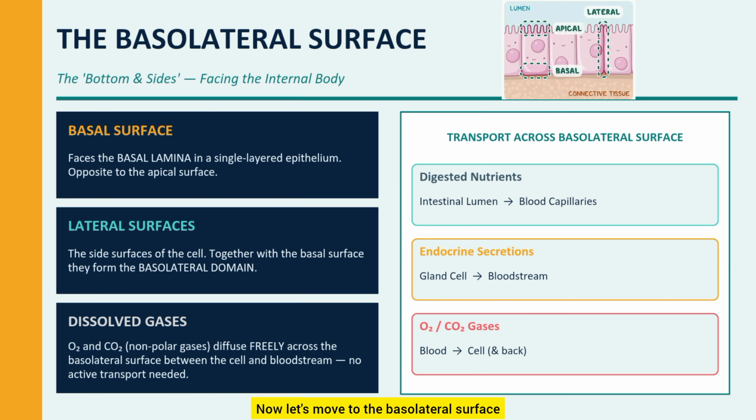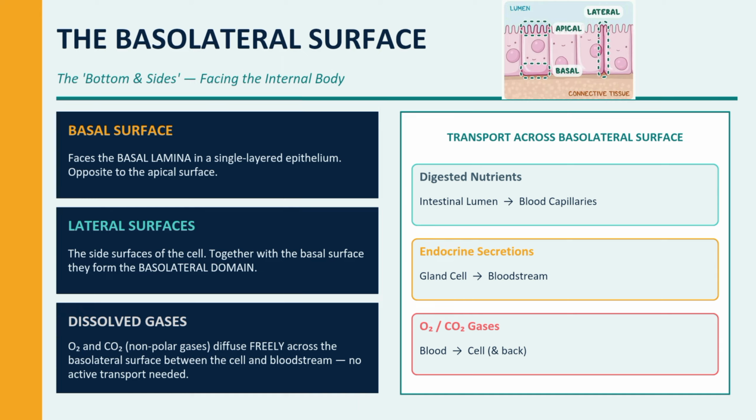Now let's move to the basolateral surface. This is the bottom and sides of the cell, which faces the inside of the body, meaning blood and connective tissue. Understand it in three parts. Basal surface. In a single-layered epithelium, this surface faces the basal lamina. It is the complete opposite of the apical surface. Lateral surfaces. These are the side walls of the cell. The basal and lateral surfaces together form the basolateral domain.